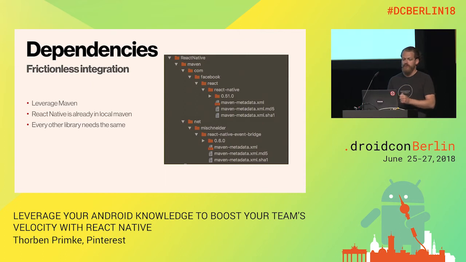So we looked at how Facebook does this as far as packaging React Native, because they don't require you to put this entry into settings.gradle. They actually package their dependency as a Maven package. So we simply did the same with our React Native event bridge, and whichever specific version we use, we copy it over into the native repository. So it's always checked in there, and you can always build the Android or iOS app without having to know anything about React Native. So what does that look like?